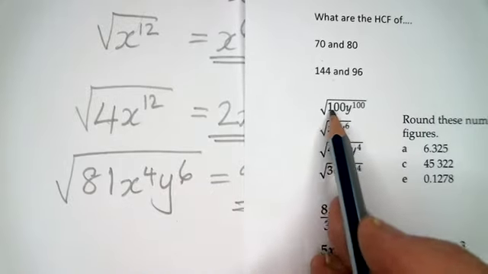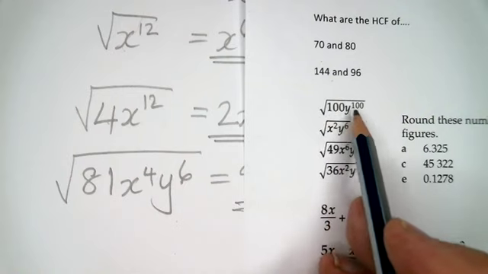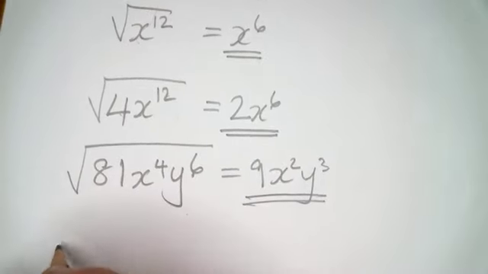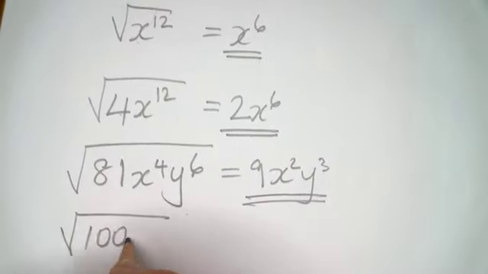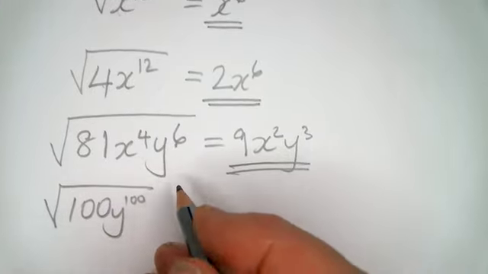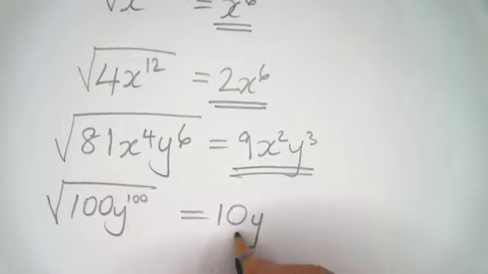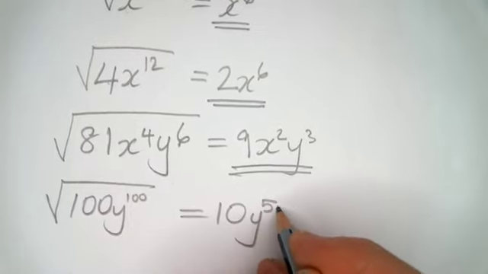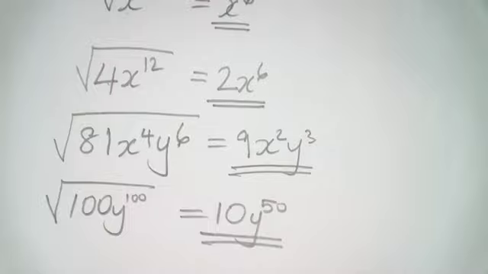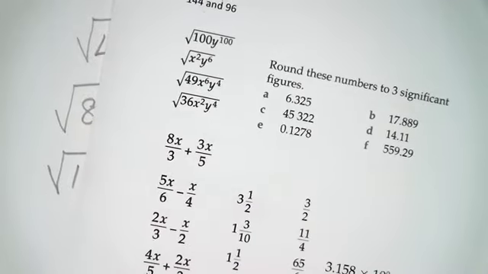So let's have a look at some of the ones they've got here. We've got the square root of 100y to the 100. So we've got the square root of 100 y to the power of 100. Well, the square root of 100 is 10. And I've got a y, and half of 100 is 50. That's my solution.